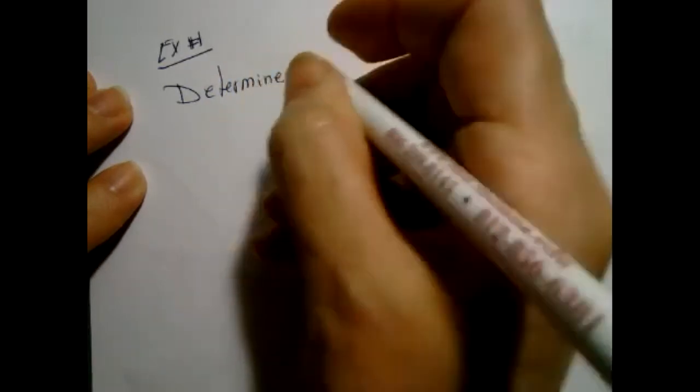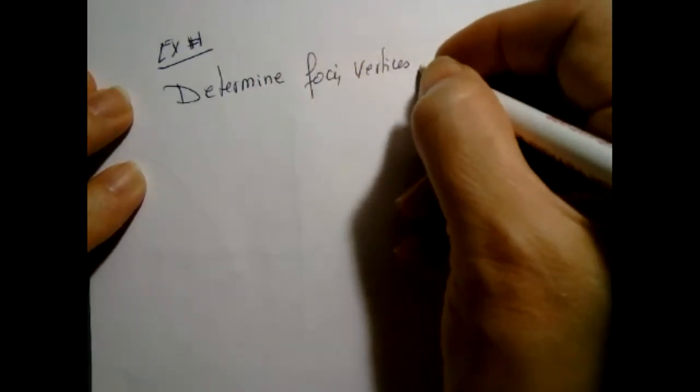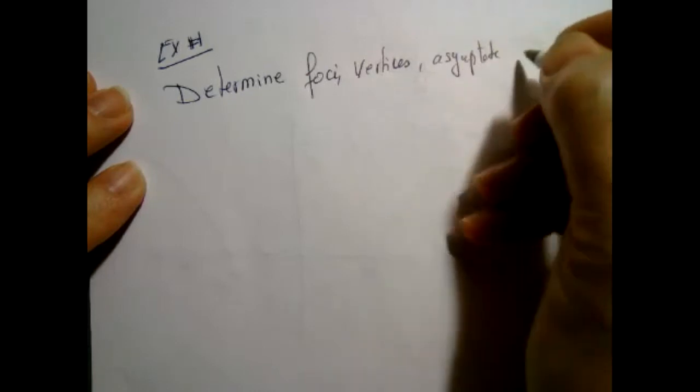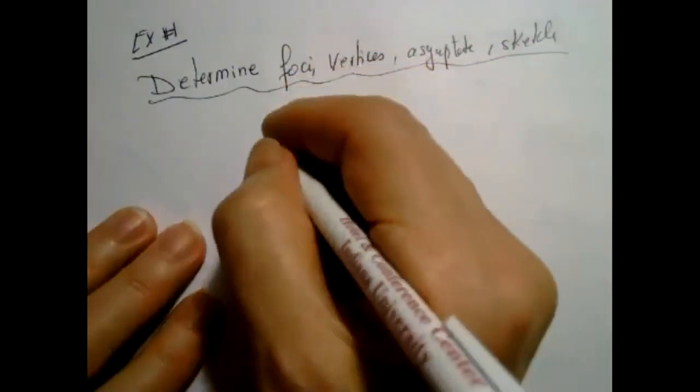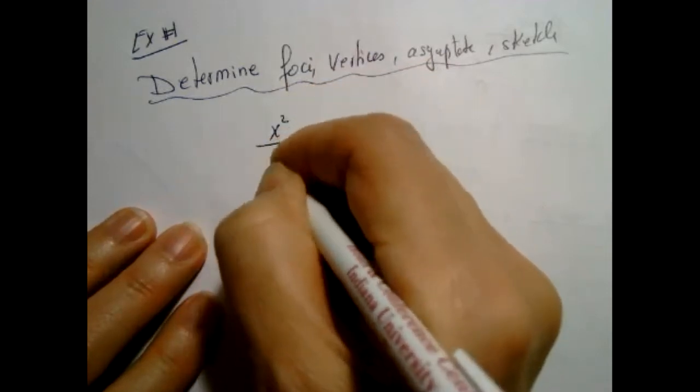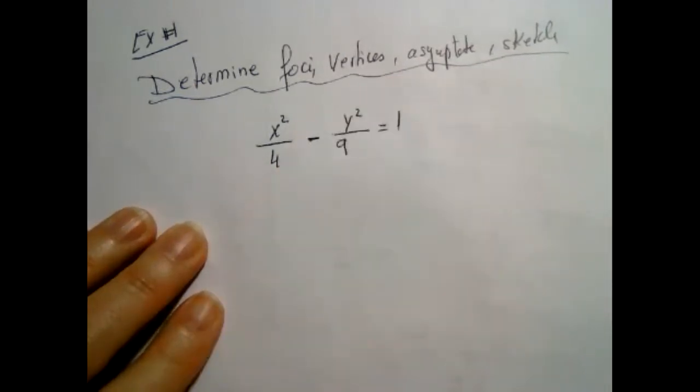All right, so let us do example 1, 2, 3 here. So example number 1. Determine the foci, vertices, and asymptote, and sketch. Okay, so everything. All right, so this is my equation, x squared over 4 minus y squared over 9 equal to 1. There is a minus, that's a hyperbola.